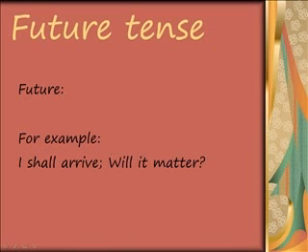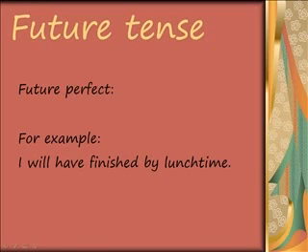Future is a verb form made with the auxiliary shall or will and the infinitive. For example, I shall arrive. Will it matter? Future perfect is a verb form made with shall or will, have, and the past participle. We can see this in the example that says I will have finished.